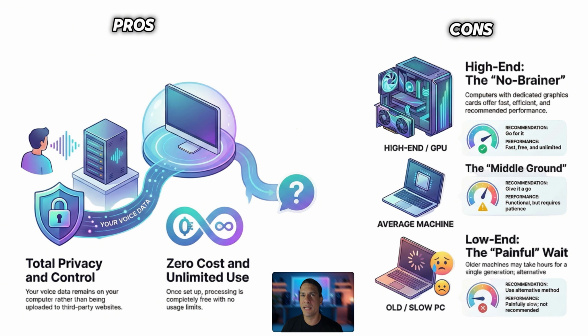The big downside is that it depends completely on your hardware. If you have a decent computer or have access to a graphics card, a GPU, this is honestly a no-brainer. It will be fast enough, free, and unlimited. If your computer is older, you might still get it working, but it's just going to be slow, sometimes painfully slow. And I'm not exaggerating here. Depending on your machine and the length of the script, a single generation can take hours.